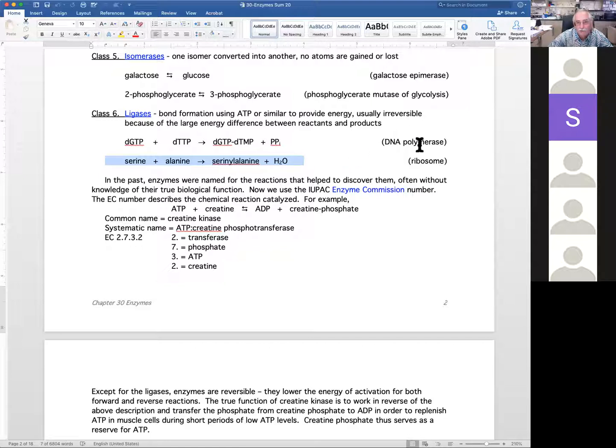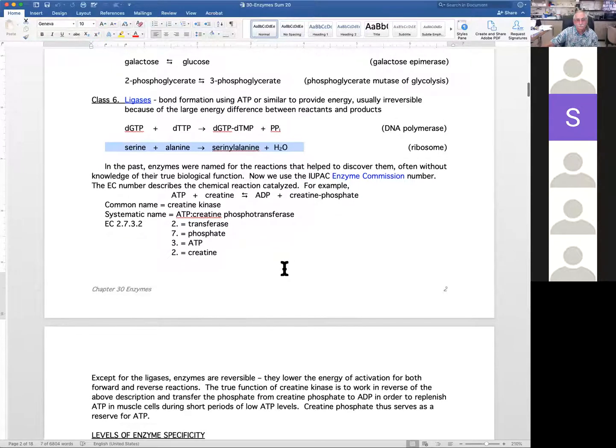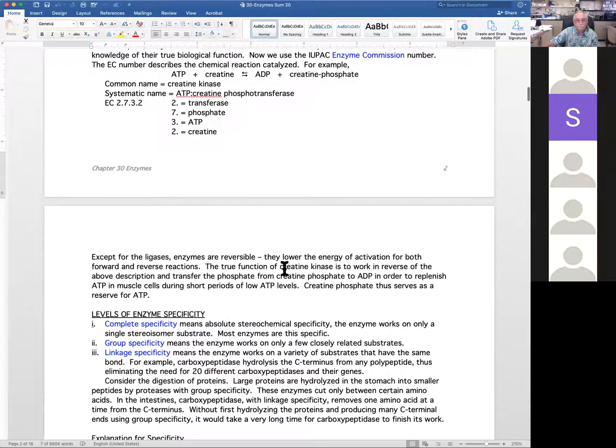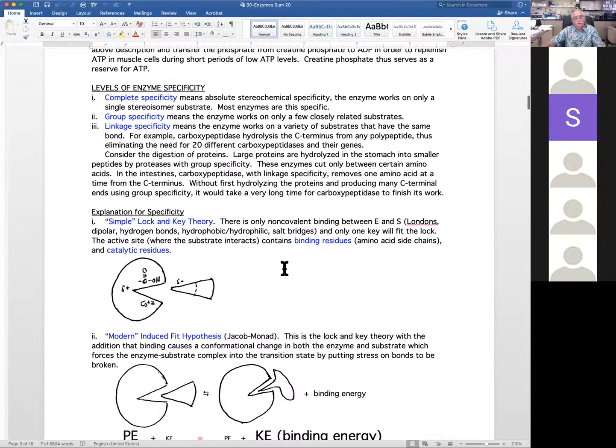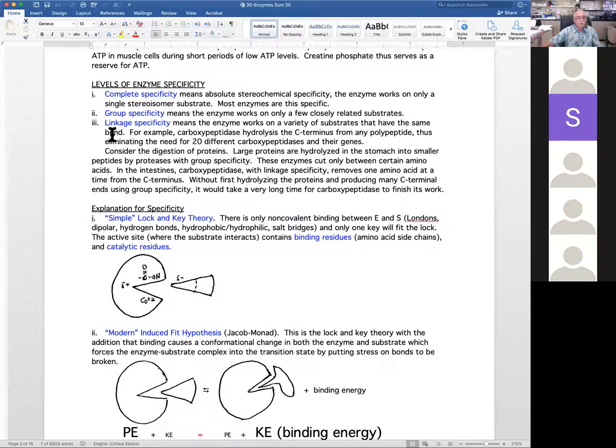One of the reasons why I chose these two examples right here is because people have taken biochemistry, and even biochemists, they don't think of these as being a ligase when they actually are. But anyway. So then we should know what complete and group and linkage stereospecificity means.